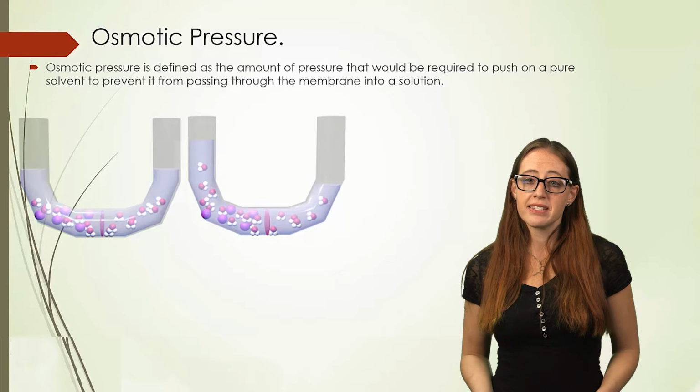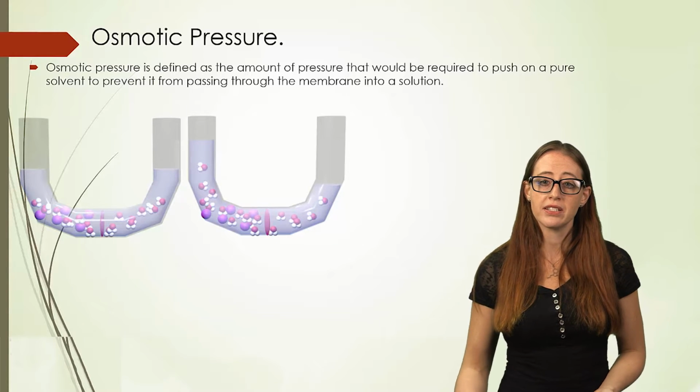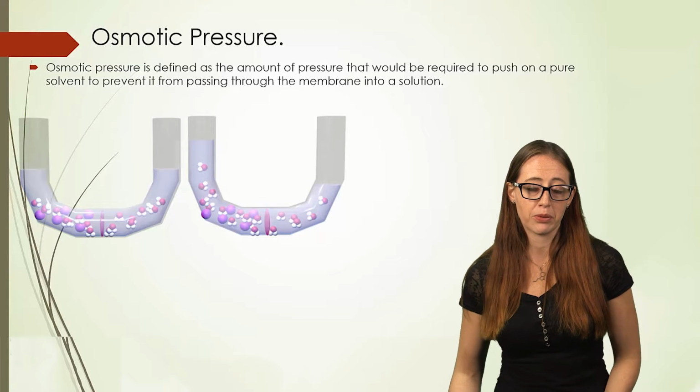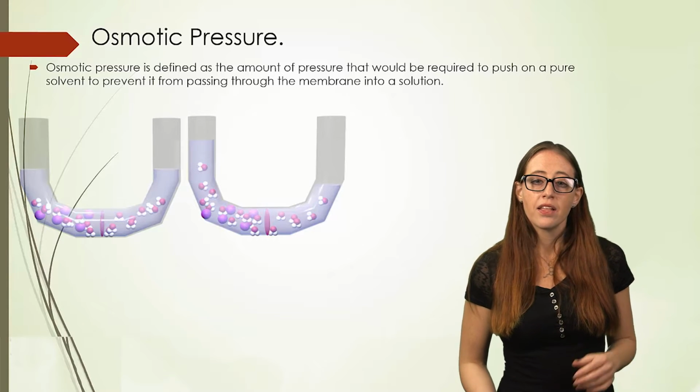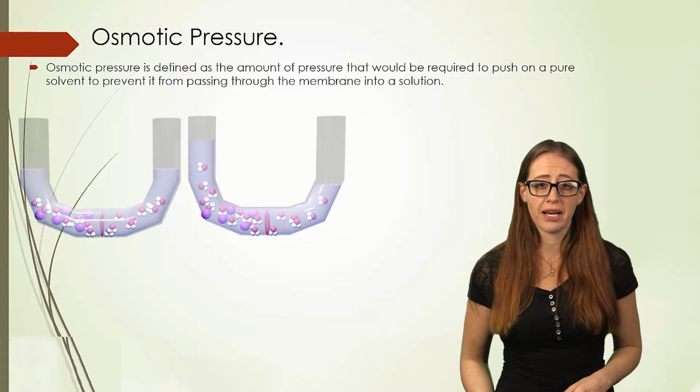Osmotic pressure is defined as the amount of pressure that would be required to push a pure solvent to prevent it from passing through a membrane into a solution. The more concentrated a solute is, the more osmotic pressure.